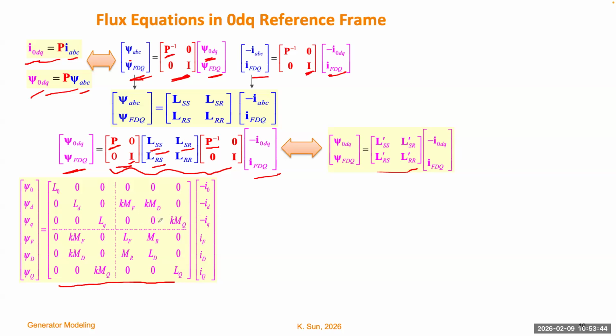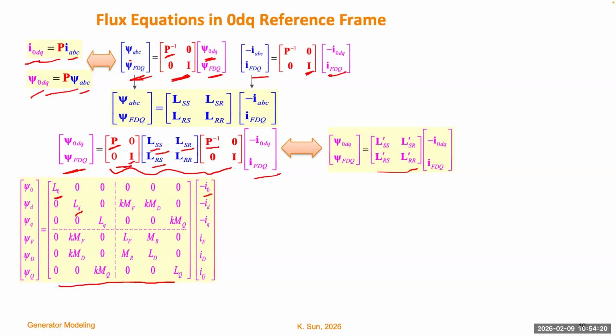Let me quickly explain what each element means. This L0 means zero sequence inductance, so that's only the inductance in the neutral line. Zero here is just the zero current, which is the sum, or the average, of the three-phase currents. LD is the total self-inductance in the D axis for the stator winding.